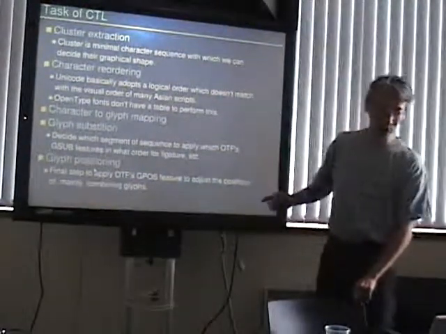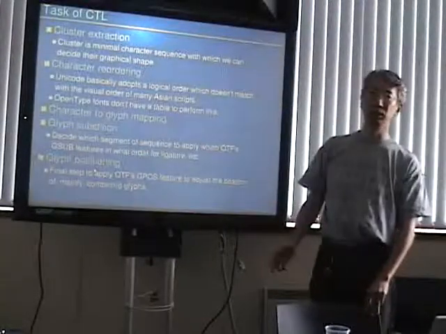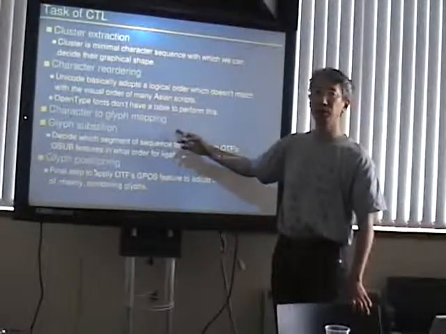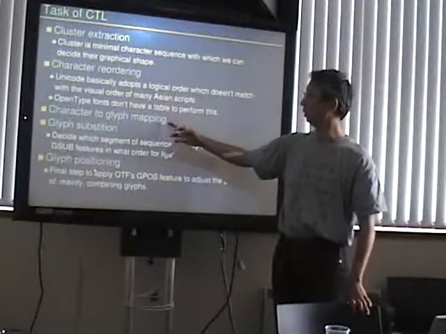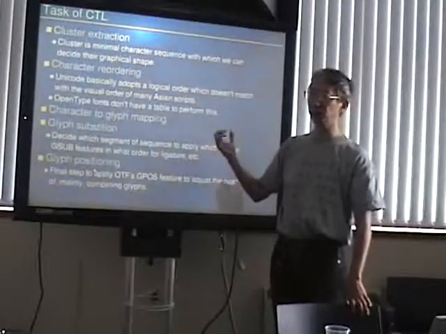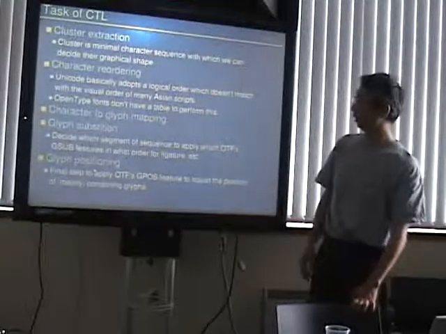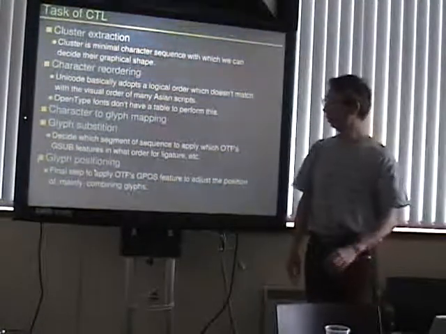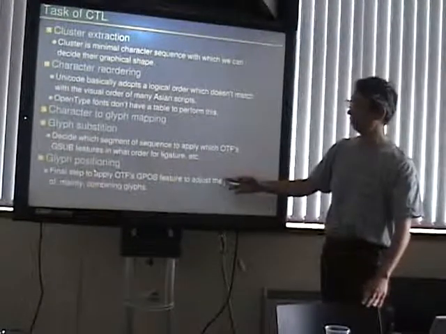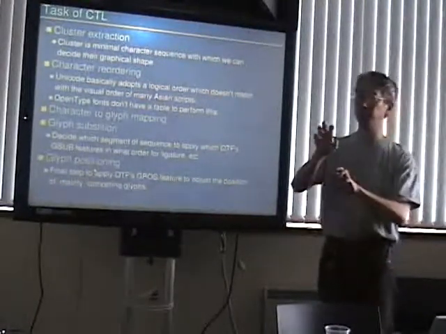As I've shown before, some Asian scripts put some vowels before the base consonant. The third step is character to glyph mapping. This step means that we change the character code to glyph code of a specific font. Then we do glyph substitution. It's mainly for related glyphs. And last, we do glyph positioning for combining glyphs.